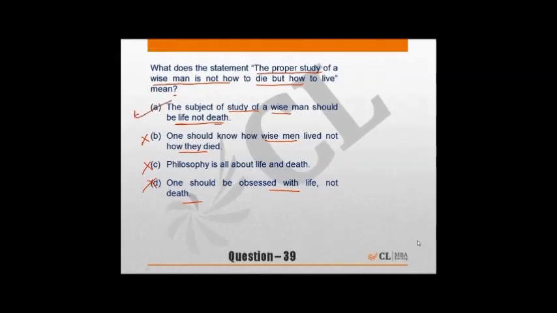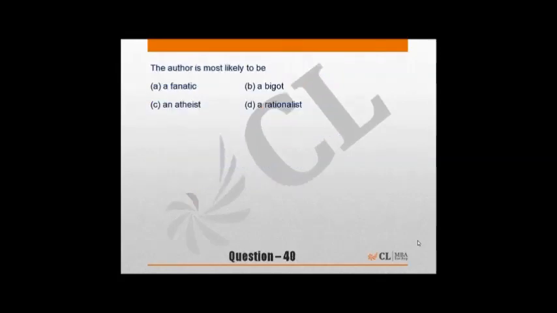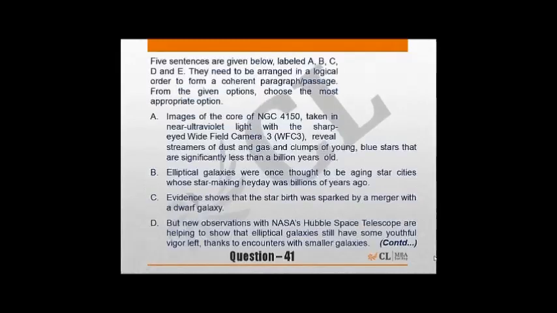Okay, let's move to the next question now. The author is most likely to be, this should be easy, not the fanatic, because he's talking about being open-minded. Is most likely to be a rationalist because he's saying don't take dogmas for granted, you need to wrestle with them, you need to question. Atheist, maybe yes, maybe no, but rationalist definitely, not a bigot or a fanatic. So the correct answer to question 40 is choice D, a rationalist.